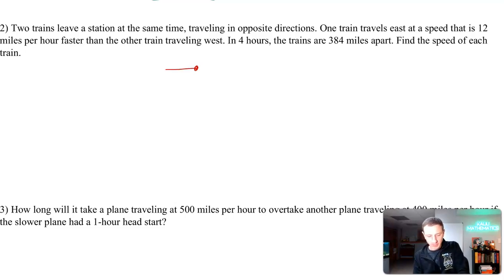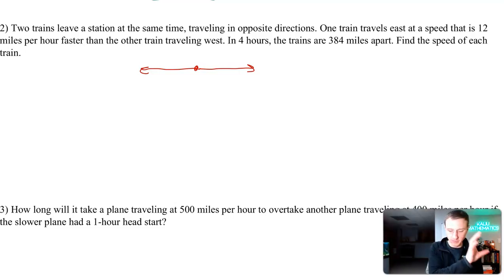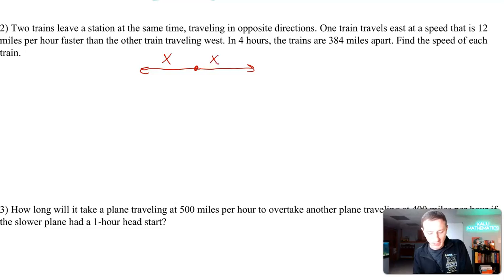So here's our station. We got one going this way, one going that way, east and west. One train travels east at a speed that is 12 miles per hour faster than the other train traveling west. The one going east is 12 miles per hour faster than the one traveling west. I don't know how fast the one traveling west is, so I'm going to call that x. The other one going east is x plus 12, because it's going 12 miles per hour faster.